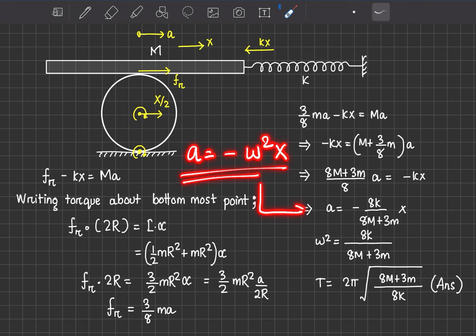We got this form, right? So this value right here gives us omega square, which is 8k by (8 capital M plus 3 small m). Now the time period is 2 pi root over (8 into capital M plus 3 into small m) by 8k. This is our answer.